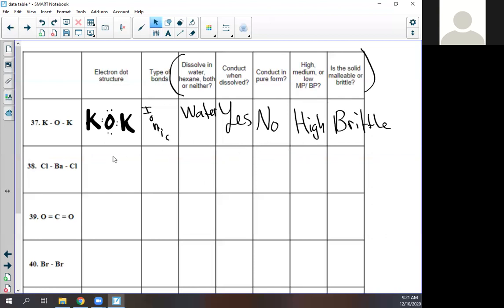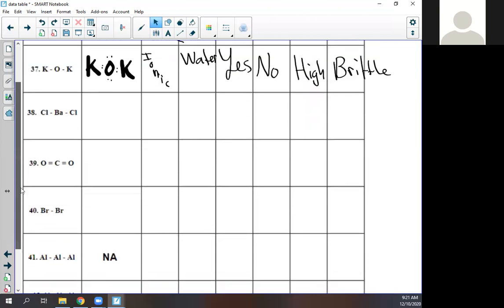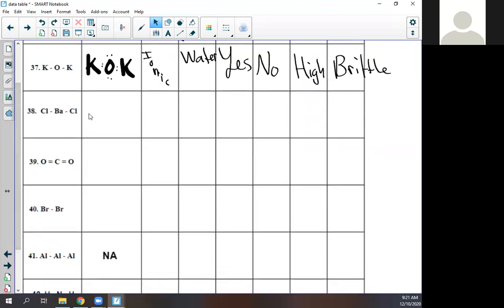Okay, I will just do the dots with you and then you fill in the rest here in a minute. BaCl2, very similar. Cl, Ba, Cl, 8 dots around the non-metal. So this time the dots are around the outside atoms, and that's fine because those are the non-metals.